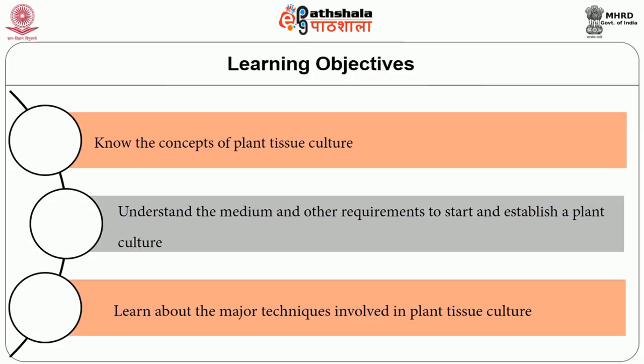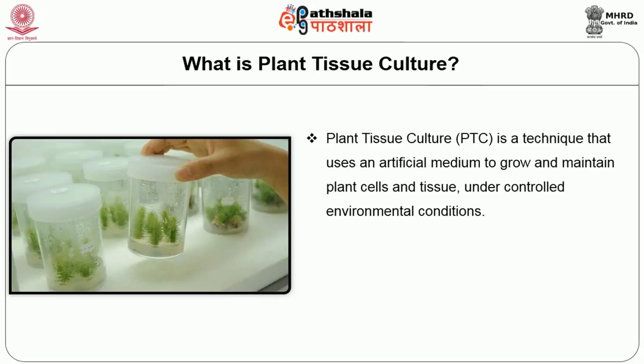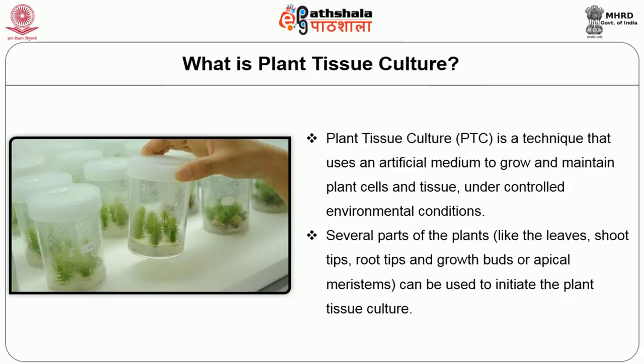So, what is plant tissue culture? Plant tissue culture, or as mentioned, PTC, is a technique that uses an artificial medium to grow and maintain plant cells and tissue under controlled environmental conditions. Several parts of the plants, like the leaves, shoot tips, root tips, and growth buds or apical meristems, can be used to initiate the plant tissue culture. Such parts that are used to initiate the culture are called explants.